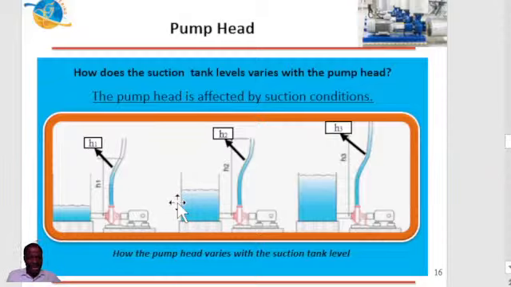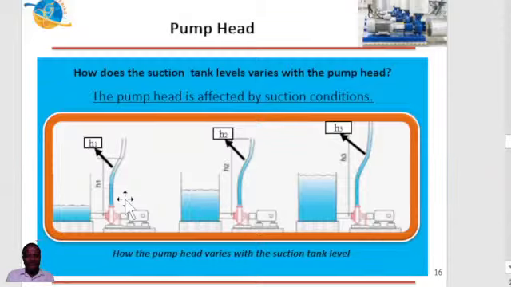The lower the suction tank level, the lower the pump head. The lower the suction tank level, the lower the height to which the pump can raise the water. Meanwhile, the higher the suction tank level, the higher the height to which the pump can raise the water.